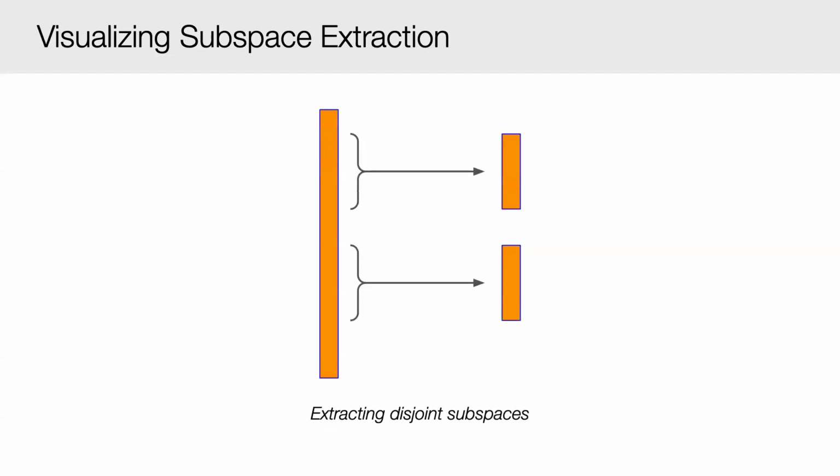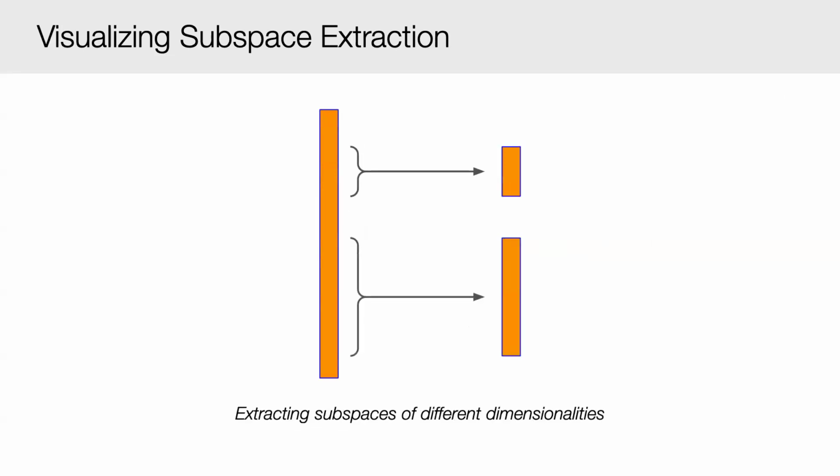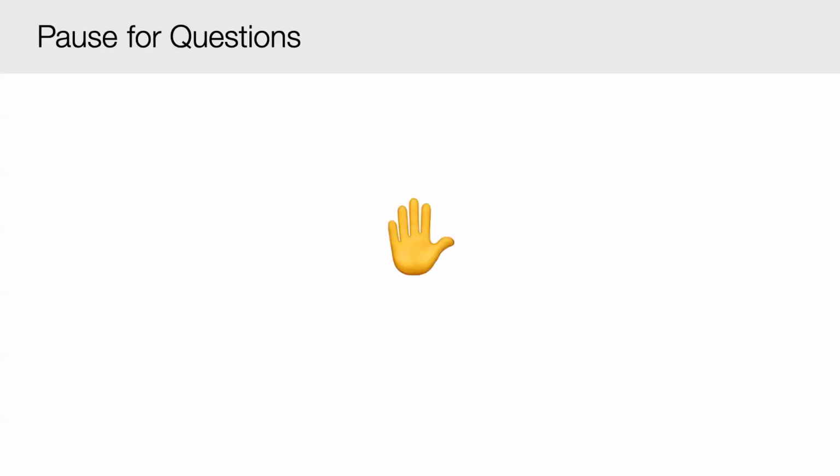For example, here we extract disjoint subspaces. Here we extract subspaces with some amount of overlap. And finally, here we extract subspaces with different dimensionalities, so one's larger than the other. Cool. Does all that make sense so far? So we're good on this side, and here, and here.